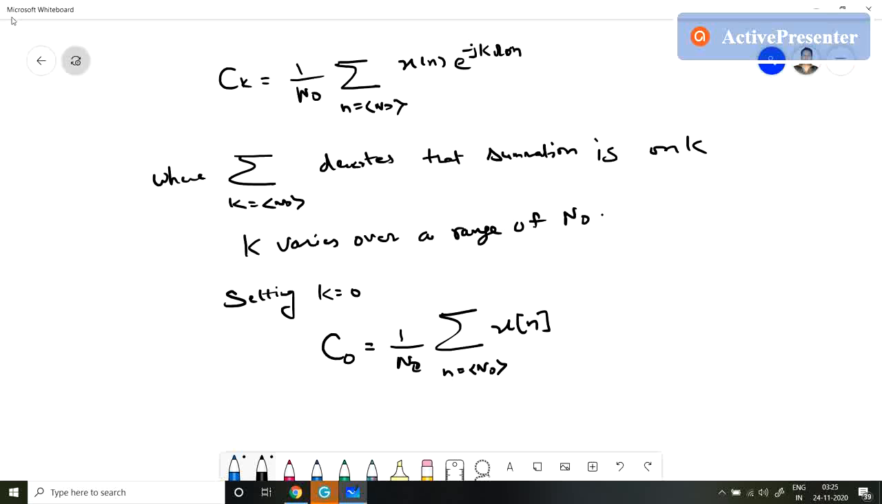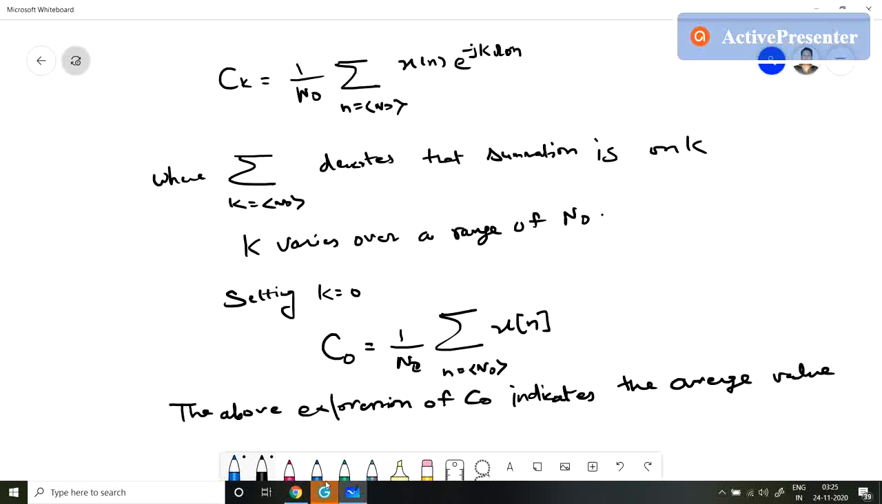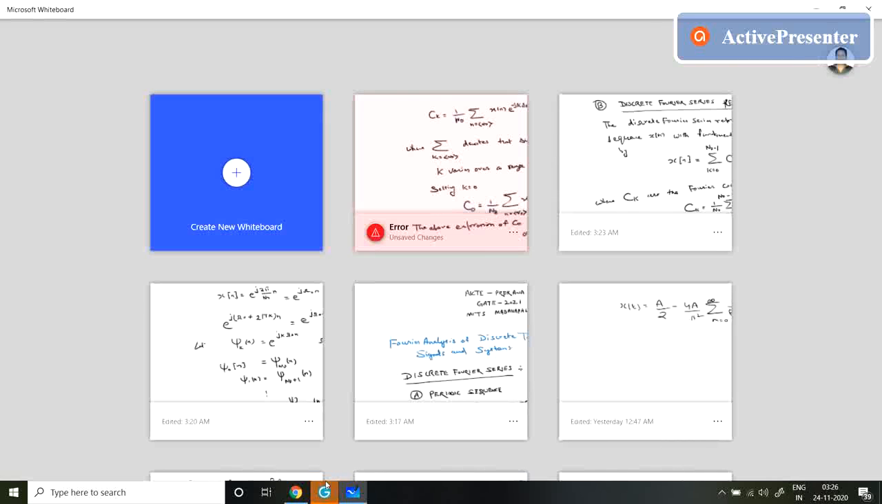This C naught expression indicates that the above expression of C naught basically indicates the average value of the signal over a period.